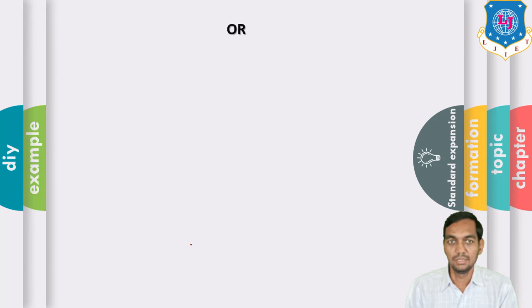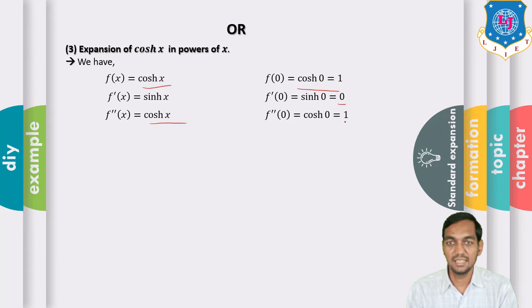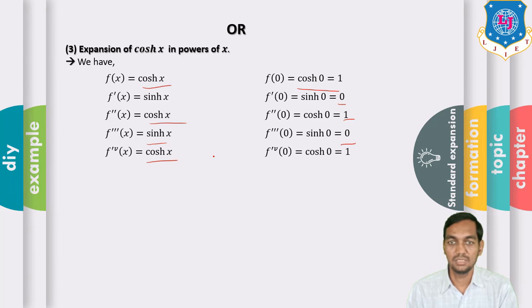Or you can write down the expansion of cos hyperbolic x in powers of x. So we have cos hyperbolic x, and we start with the derivatives. Cos hyperbolic 0 has a value 1. Derivative of cos hyperbolic is sin hyperbolic, but sin hyperbolic 0 has a value 0. In the same manner, double dash is cos hyperbolic x and it has a value 1. Triple dash will be sin hyperbolic, it has a value 0. 4 dash is cos hyperbolic, it has a value 1. 5 dash has a value 0.